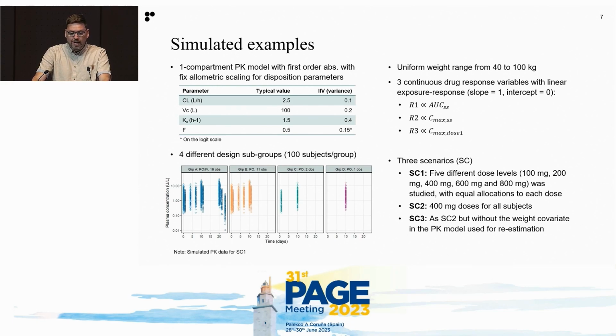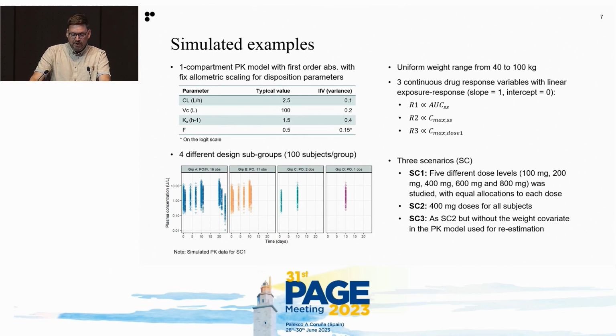And we have hypothesized 3 different continuous drug response variables with underlying linear exposure-response relationships. Response variable 1 being related to AUC at steady state, response variable 2 being related to Cmax at steady state, and response variable 3 being related to Cmax for the first dose.